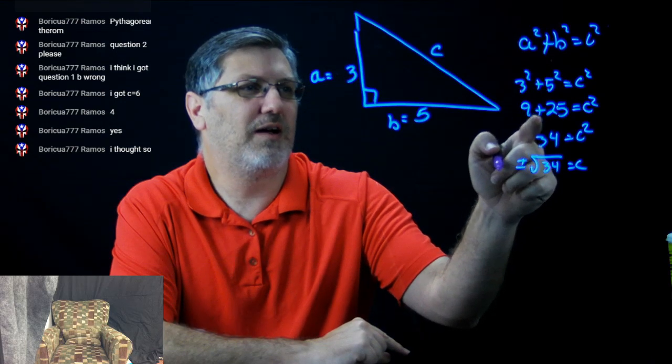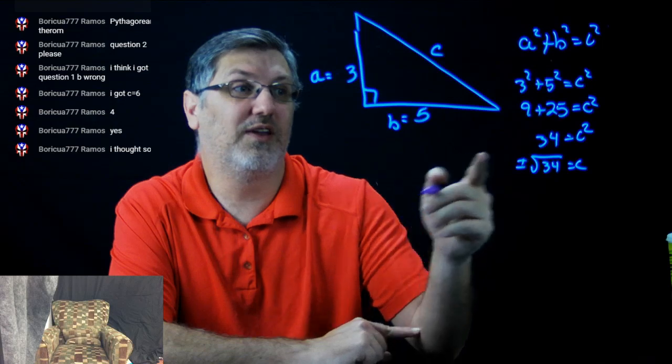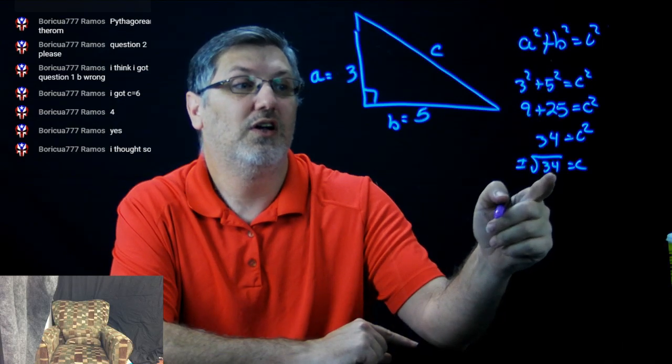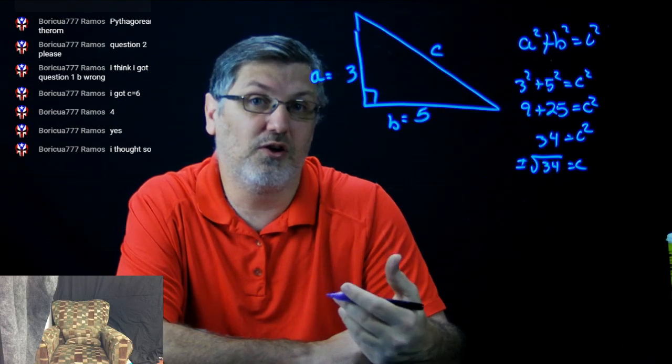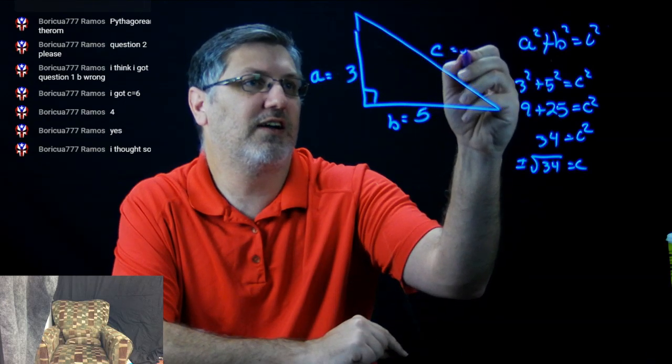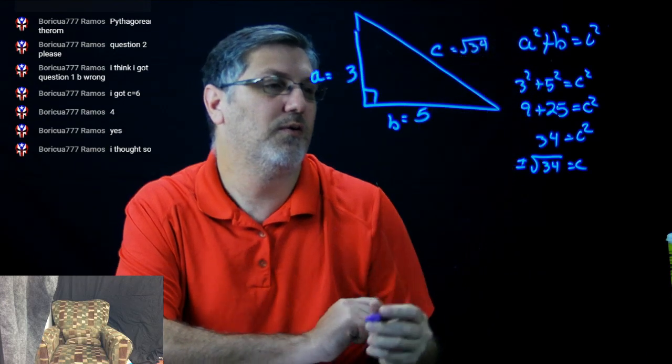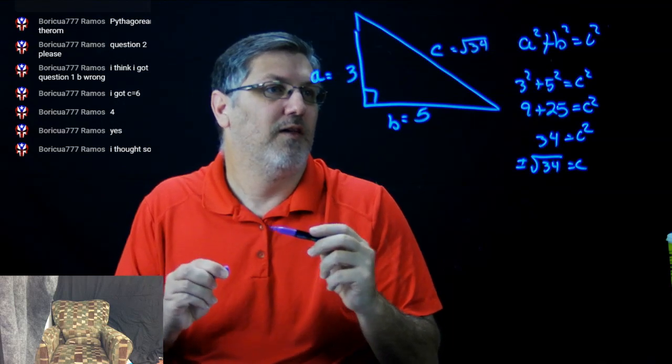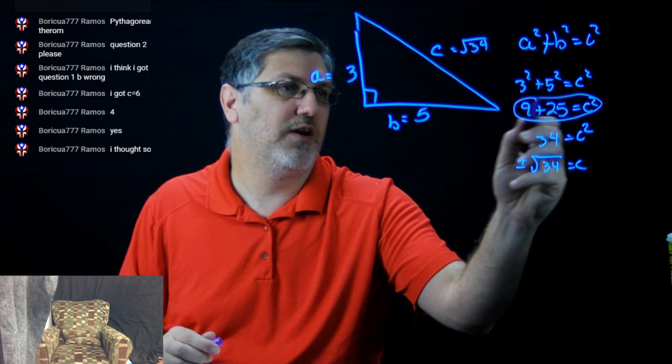You added wrong here. 9 plus 25, I almost fell for the same thing, thinking it's 36, it's 34. 34 doesn't break down because it only has factors 2 and 17, so your exact answer is the square root of 34. So yeah, you probably made a mistake on this step right here when you added.